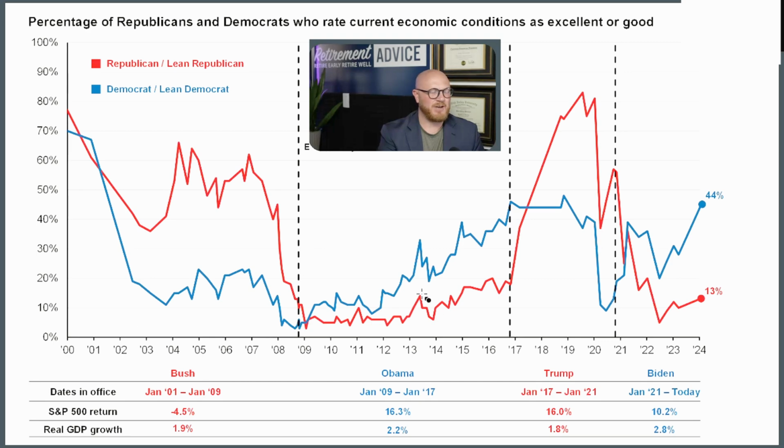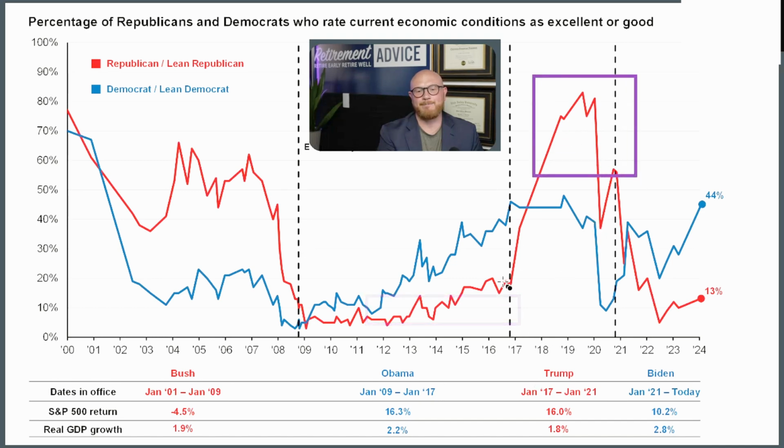Now, how does that actually track with the economic numbers over that period of time? Well, real GDP growth and stock market returns are actually very similar to the Obama years: 16.3 versus 16% per year in the U.S. stock market, and 2.2% real GDP growth versus 1.8%. They're almost identical, right? One is larger than the other, but they're just about the same. Although the economic data is almost identical, the relative sentiment is quite different.